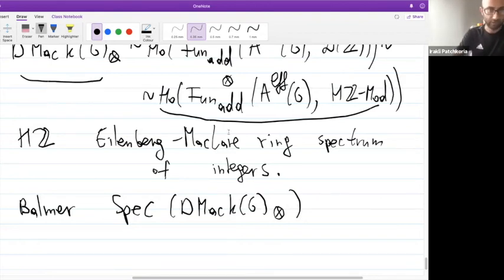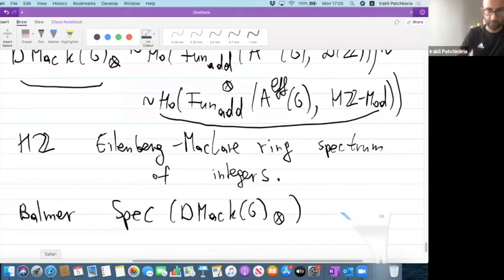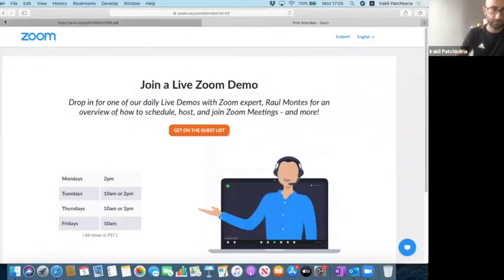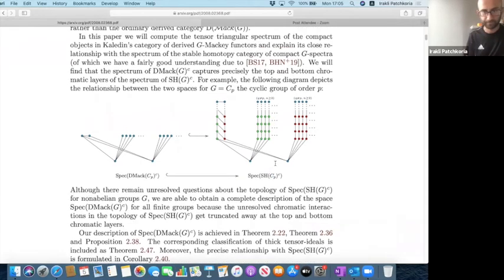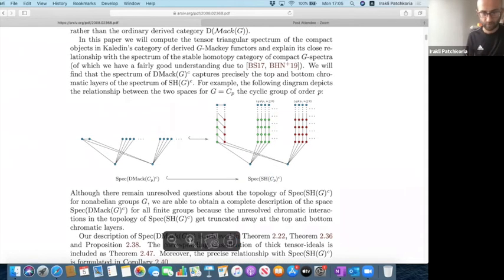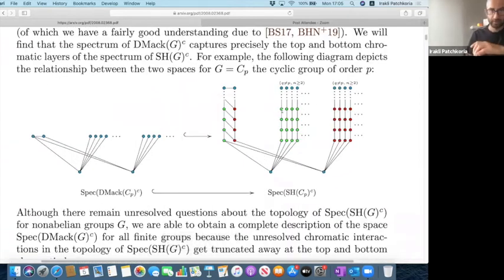And I just want to show you, just in case, the picture. Here is this picture. What we really show, this is the Balmer spectrum of G spectra for the cyclic group of order P. Can you see this? This is the Balmer spectrum of C_p spectra, for example, which is computed. But in general, this Balmer spectrum for more general groups is not completely computed in terms of topology. There are some open questions still in topology.